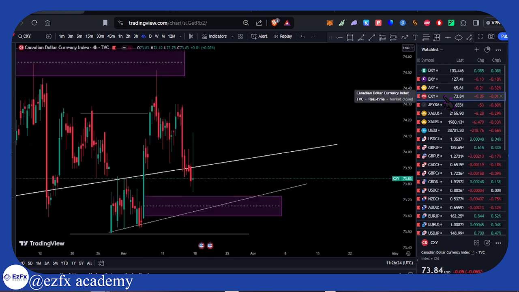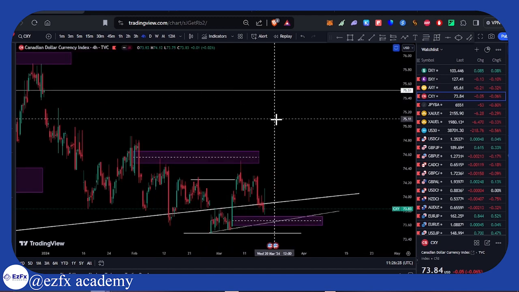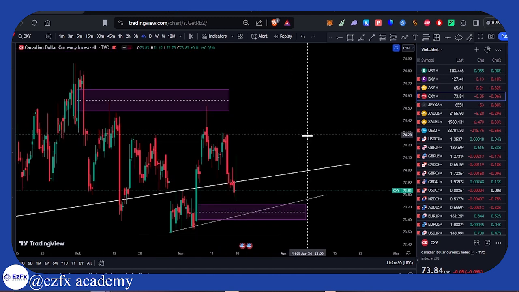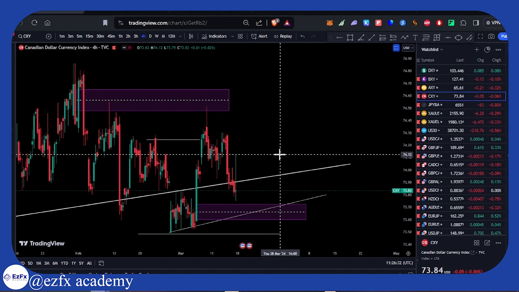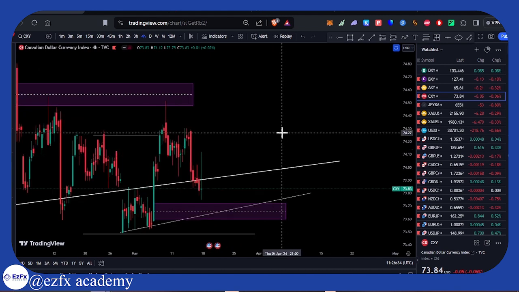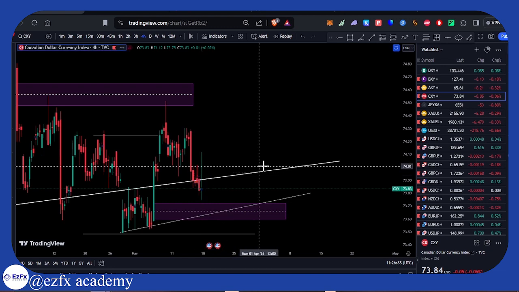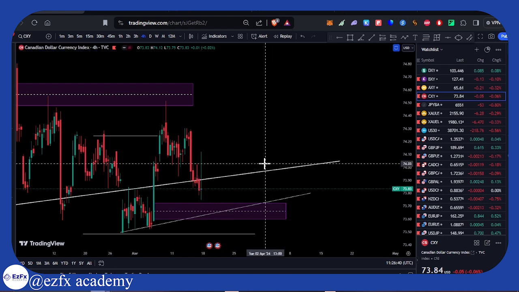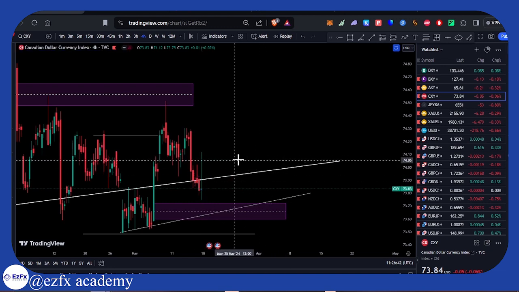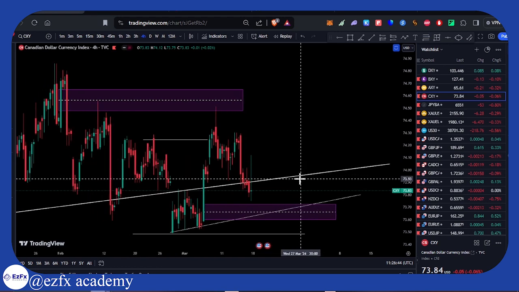Next up, let's look at CXY, which is the Canadian dollar currency index. Similarly to what we had on AXY, we were expecting some level of weakness on CXY also, and we got to see that happen quite well. You can see that this weird candle you're looking at here, this long wick candle both up and down, was as a result of some news releases, I guess.